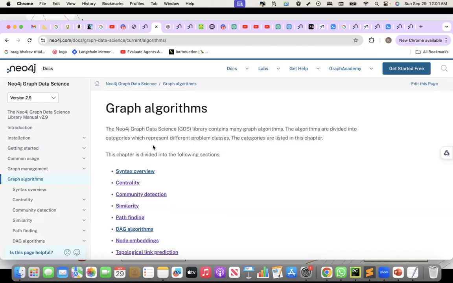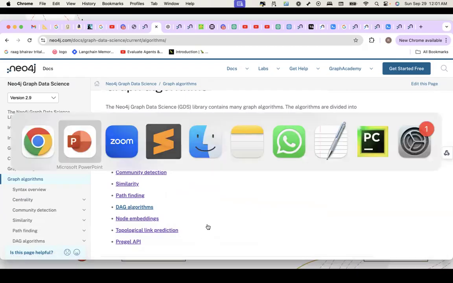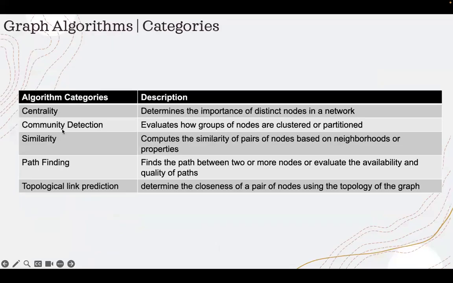Now, what is this GDS? The Neo4j Graph Data Science is a library that contains these graph algorithms. These graph algorithms are categorized into these categories: centrality, community detection, similarity, pathfinding, topological link prediction, right? If we go through them, the centrality algorithms determine the importance of distinct nodes in a network.